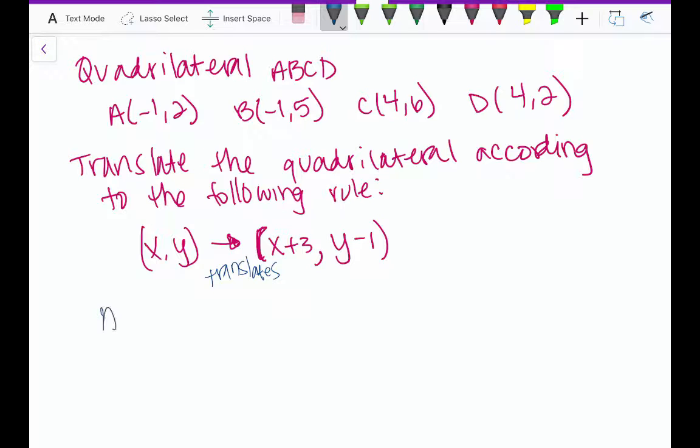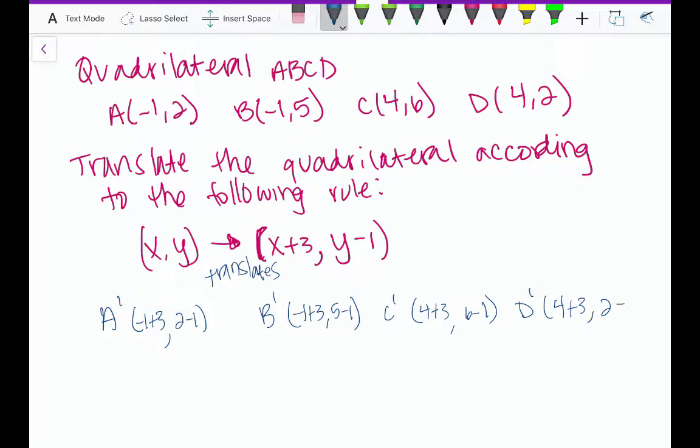So let's go ahead and figure out what the new coordinates would be. We are calling this A prime. And so this is going to be negative 1 plus 3, comma 2 minus 1. I'm going to write it the long way first. B prime, which is the new image, B prime is going to be negative 1 plus 3, comma 5 minus 1. C prime is going to be 4 plus 3, comma 6 minus 1. And D prime will be 4 plus 3, comma 2 minus 1.